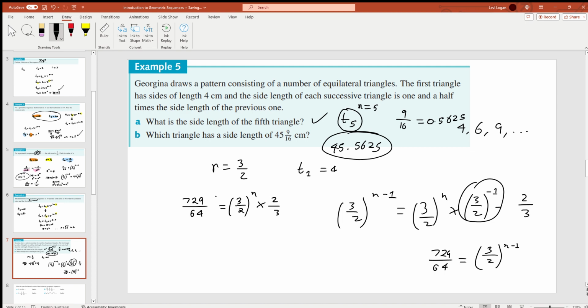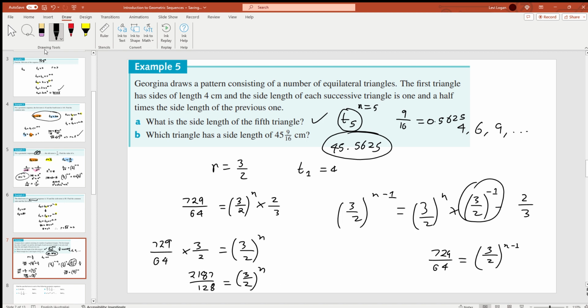So now I'm going to move it to the other side, so I'll divide by it. So I have 729 over 64 times by 3 on 2 gives me 3 on 2 to the n. Okay, I'm going to multiply this side, so I have 729 over 64 times by 3 on 2, and that's going to be 2,187 on 128 equals 3 on 2 to the power of n. Okay, righto.